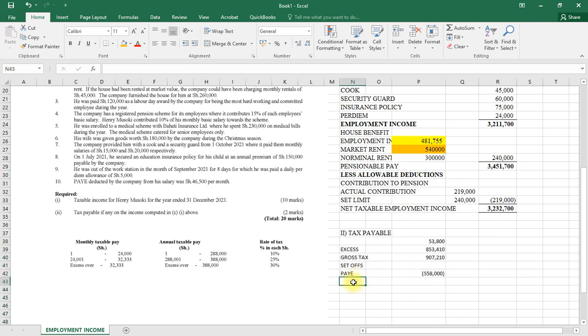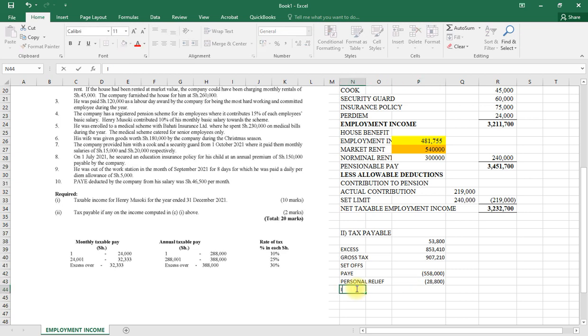Then we had personal relief. Each employee qualifies for personal relief, and our personal relief in this case, I forgot to include it here. It's normally 28,800 under this graduated scale rate. Again, I will use negative 28,800 per annum.